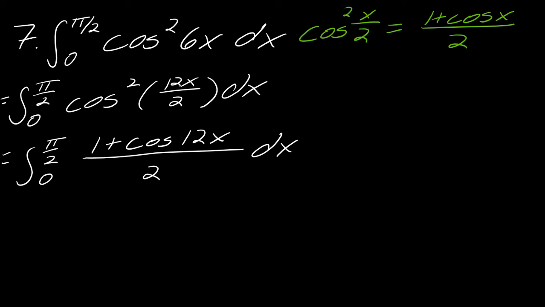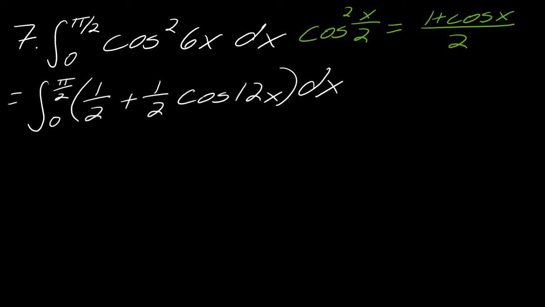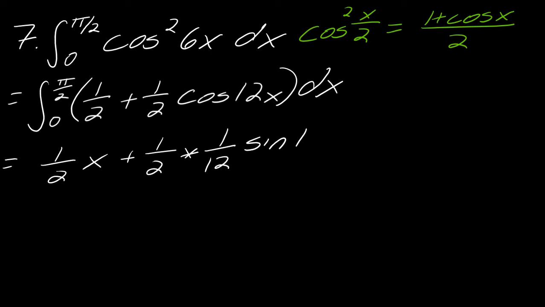Okay, so now I can split this up into 2 pieces. So this is going to be 1/2 plus 1/2 cosine of 12x, and since I split this into 2 terms, now I have to put a set of parentheses around it. And now I can integrate this, no problem. So I'll clear some space. So this is going to be 1/2 x plus 1/2 times 1 over 12 sine of 12x, and then I have to evaluate from those pieces.